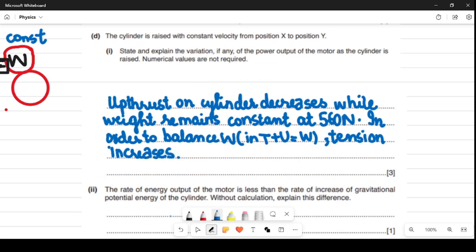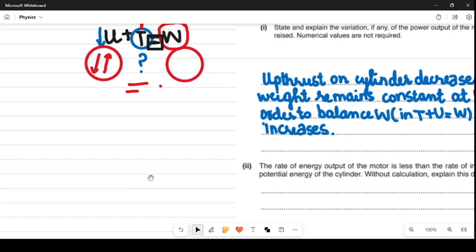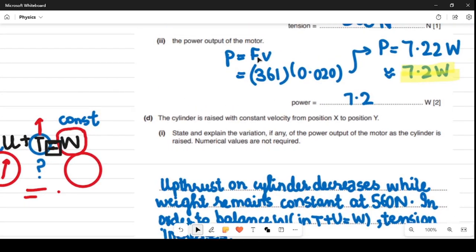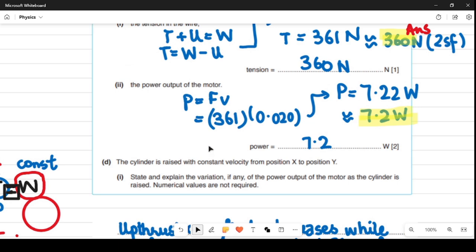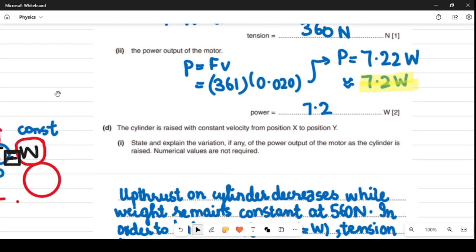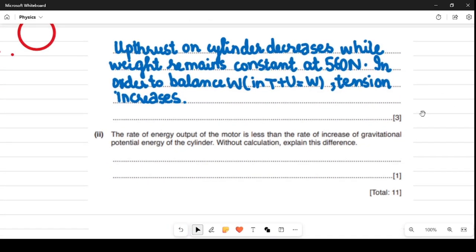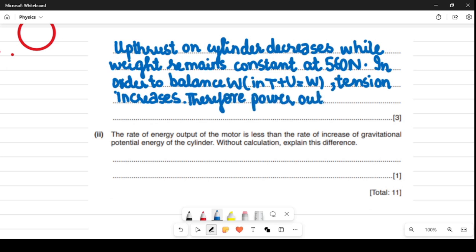This is the first part. Now, the question asks you what happens to the power. Remember, we use the tension as force in power is equal to Fv. So if tension is the force over here and I start increasing the force, power and force are directly proportional. So my power output will also start to increase. So that was this question.